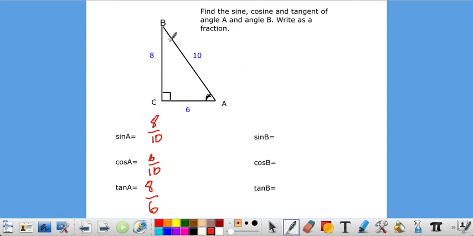From B, sine is opposite from B over the hypotenuse, which is 6 over 10. From B, cosine is the adjacent side to B over the hypotenuse, which is 8 over 10. And the tangent of B is the opposite side over the adjacent side, which is 6 over 8. And that's really all we're doing today. We're just going to set up these fractions. In our next lesson, we're going to solve for missing side lengths.